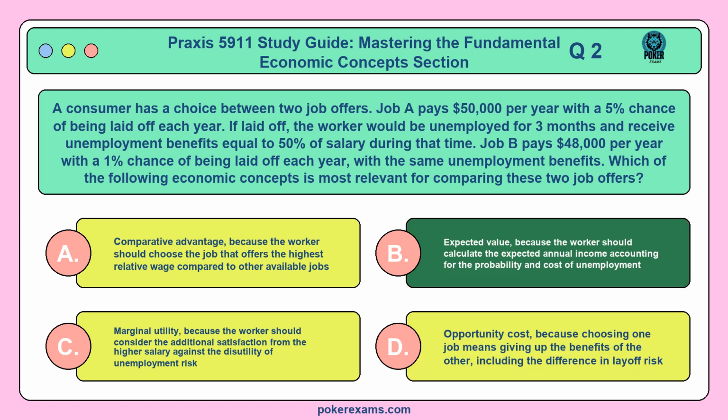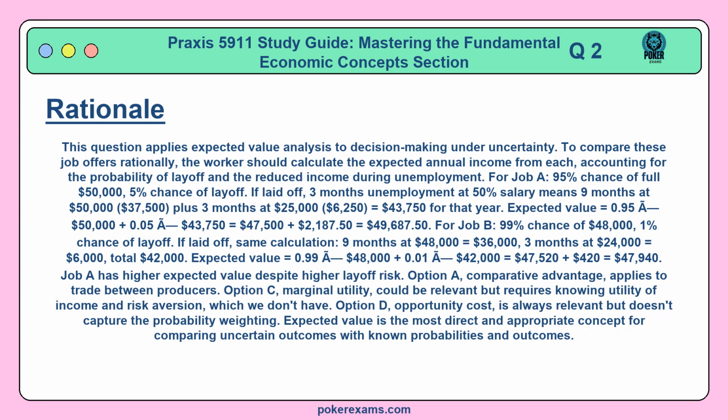The correct answer is B. This question applies expected value analysis to decision-making under uncertainty. To compare these job offers rationally, the worker should calculate the expected annual income from each, accounting for the probability of layoff and the reduced income during unemployment. For job A, 95% chance of full $50,000, 5% chance of layoff. If laid off, 3 months unemployment at 50% salary means 9 months at $50,000, $37,500, plus 3 months at $25,000, $6,250, equals $43,750 for that year.